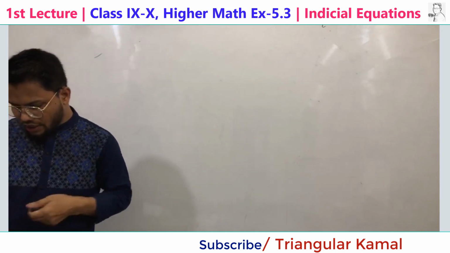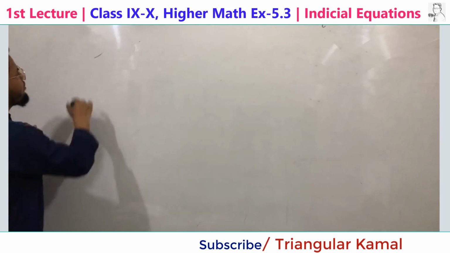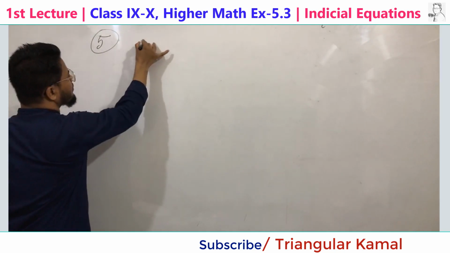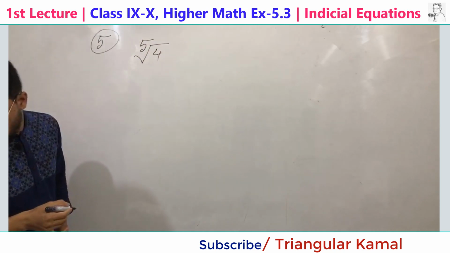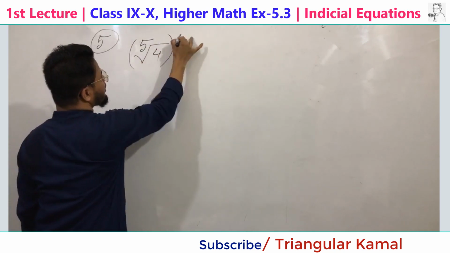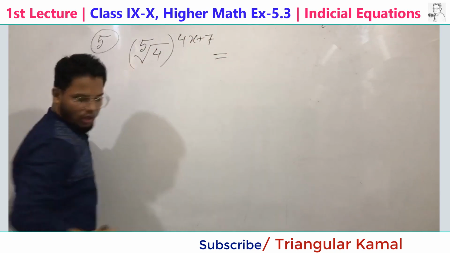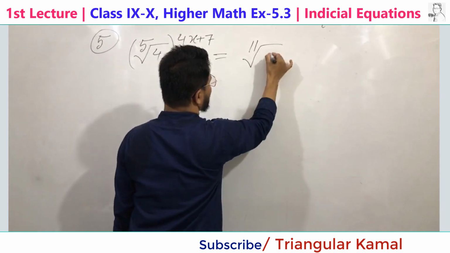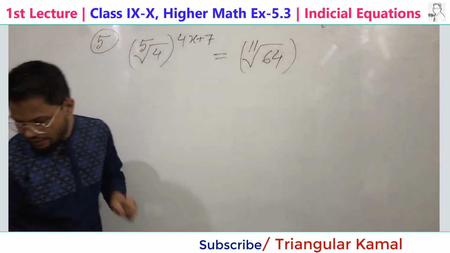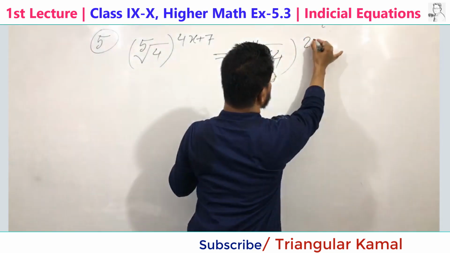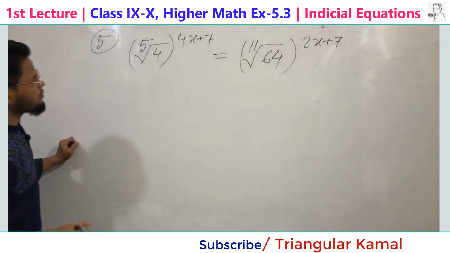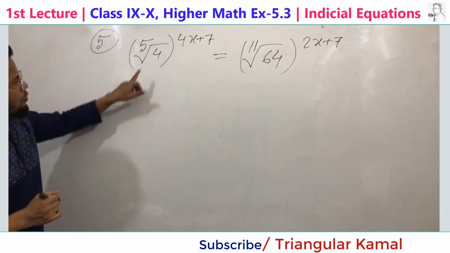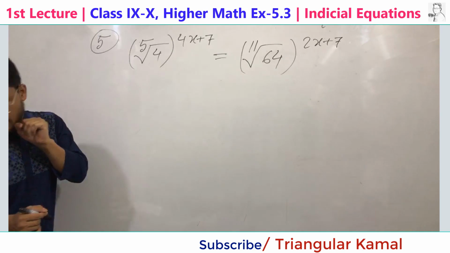So dear student, this is question number 5, almost the same as question number 4. (4x + 7)/5 as a power, equal to 11th root of 64, and then the power is twice (x + 7). Almost like number 5, so convert this one as a 4, and 64 we can write as a power of 4.